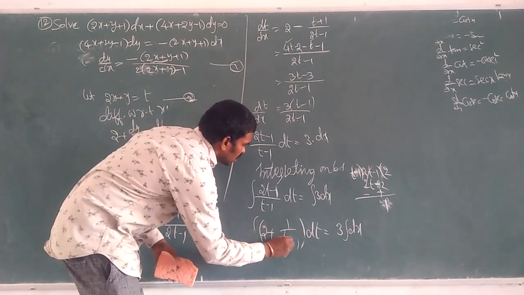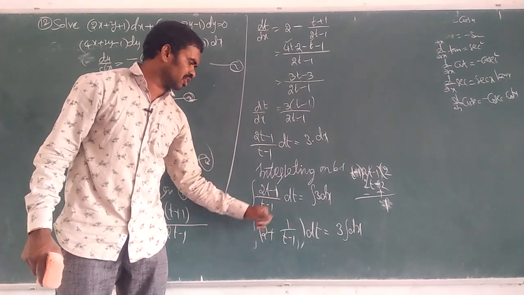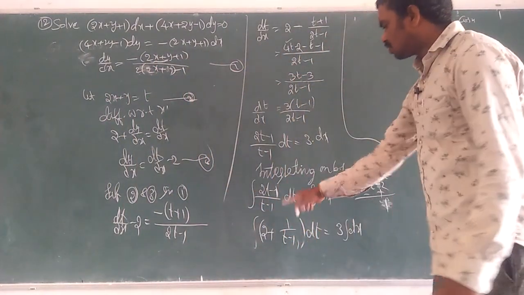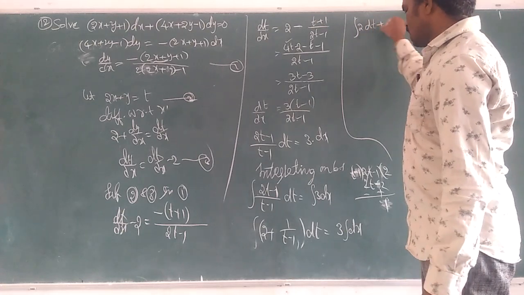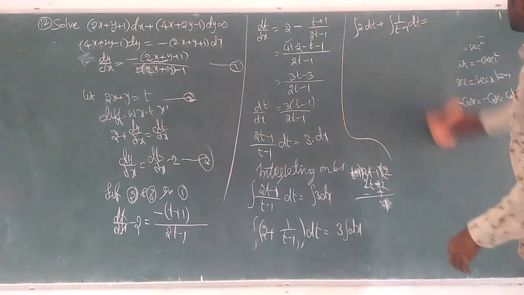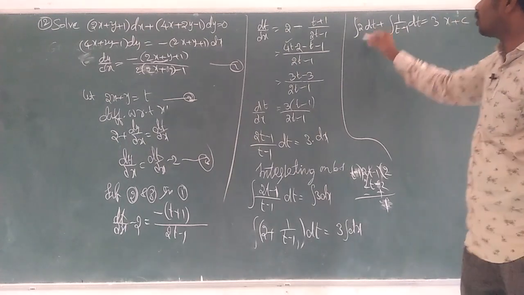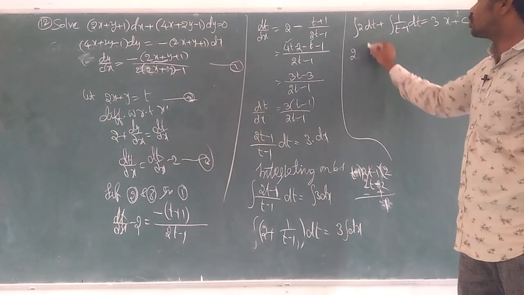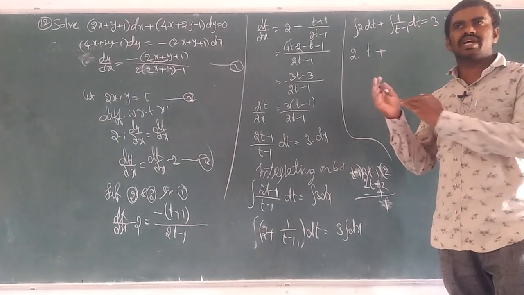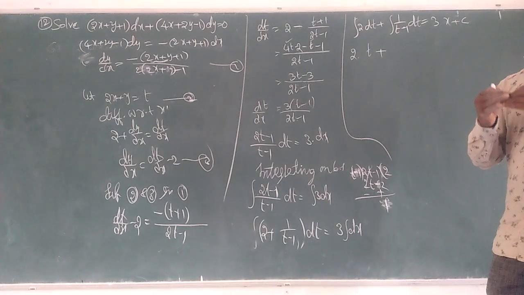2 plus 1 by (t − 1). You can check whether it is right or not also: (t − 1) into 2 is 2t − 2, plus 1, gives (2t − 1)/(t − 1). Okay. Now, the integration of 2 dt plus the integration of 1/(t − 1) dt is equal to 3 into the integration of 1, which is x, plus some constant. Now 2 into the integration with respect to t is 2t. For 1/(t − 1), same as the integration of 1/x is log x, and 1/(x + 1) is log(x + 1), 1/(x − 1) is log(x − 1).